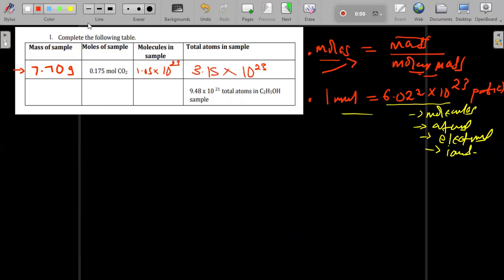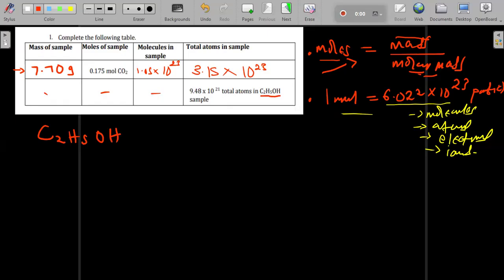Okay, so the next one now, we have an empty mass, empty number of moles, empty number of molecules, and then we just have the number of atoms in this sample. This sample here is C2H5OH.